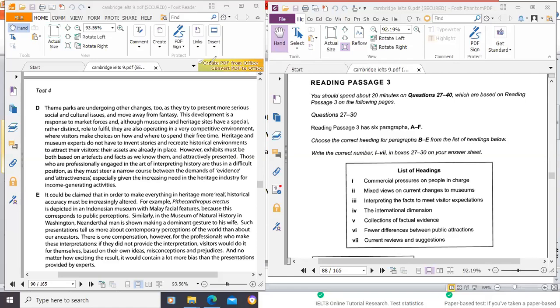Okay? Now, I understand that this paragraph D can be very confusing, because you could quickly talk about social changes. Theme parks are undergoing other changes too as they try to present more serious social and cultural issues and move away from fantasy. Now, this is the other part that moves us to the answer we chose.